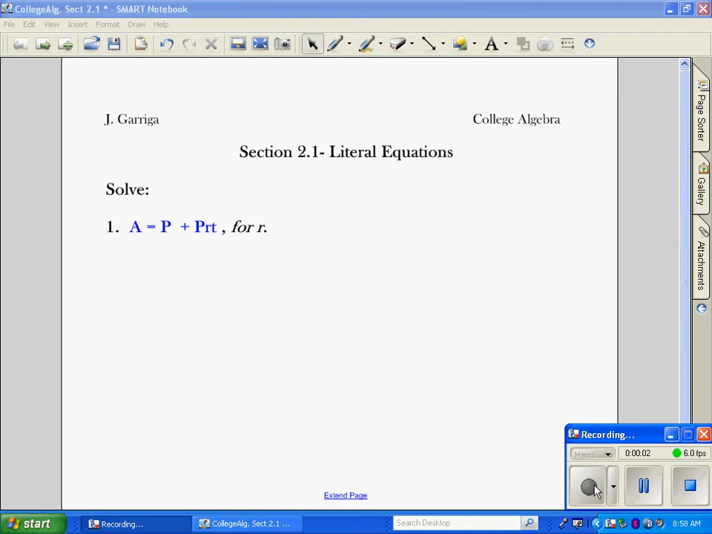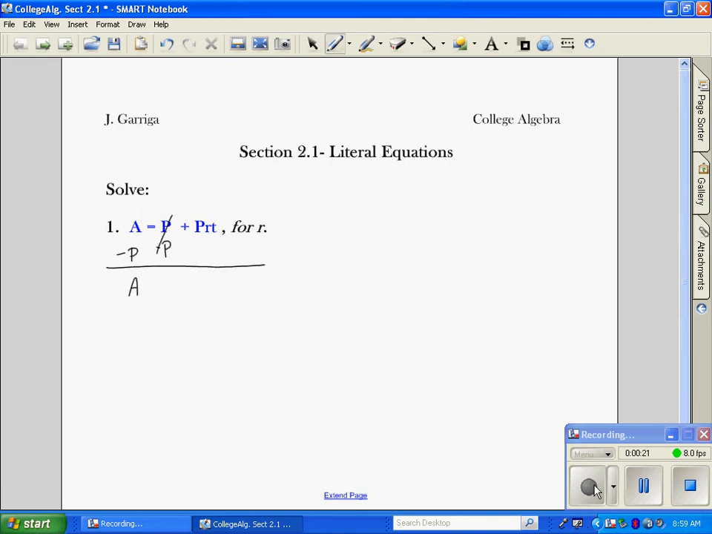In section 2.1, we're solving literal equations. We're asked to use our properties of solving equations to solve for specific variables. So in number 1, they give us a formula and they tell us to solve for r to get r by itself. The first thing we're going to do is subtract p from both sides.